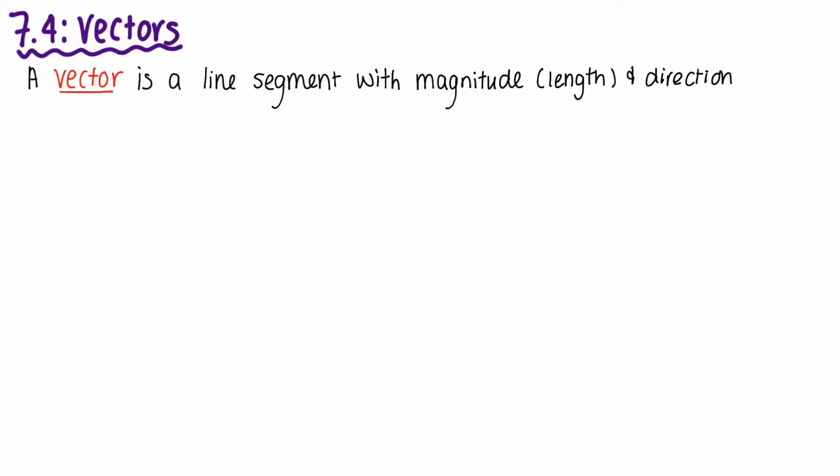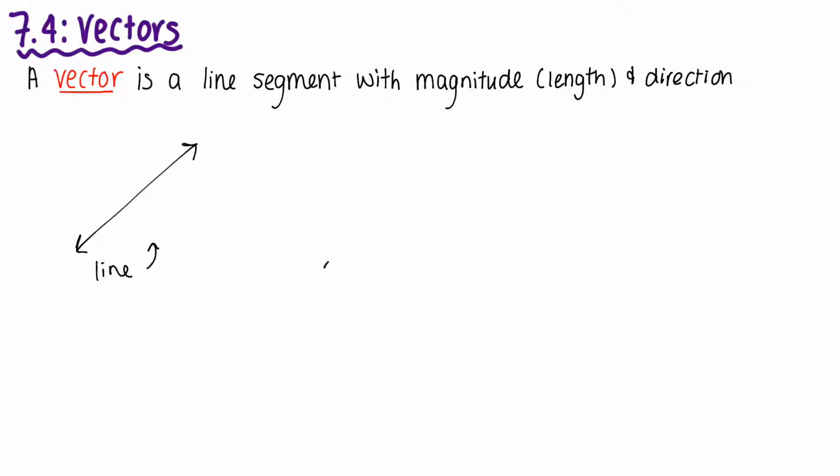So 7.4 vectors. All right, so a vector is a line segment with magnitude, which is the same thing as length, and direction, which is to say that a line just kind of goes off both directions. It doesn't have a length that goes on forever. This right here is a line. And it doesn't have a direction either. It goes in this direction here, and then it goes in this direction here. It goes in both directions. It doesn't go in any direction.